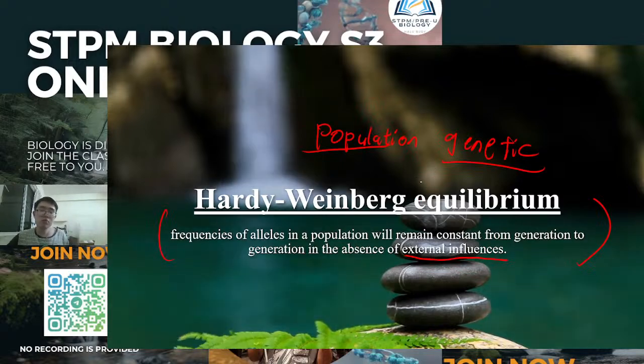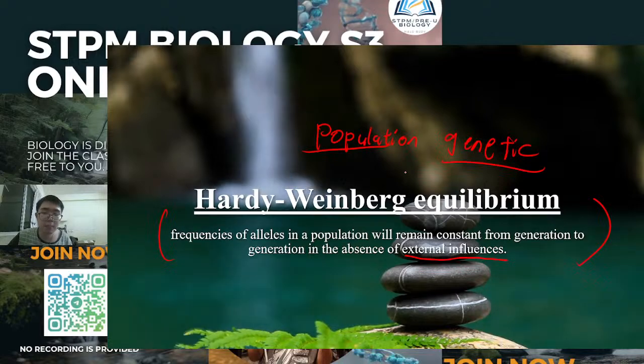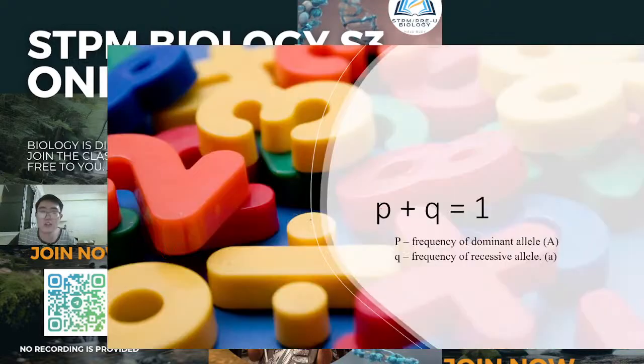But normally we study this when it is constant. So from this study, we can estimate the allele frequency of a population. So this equation contributes two equations.